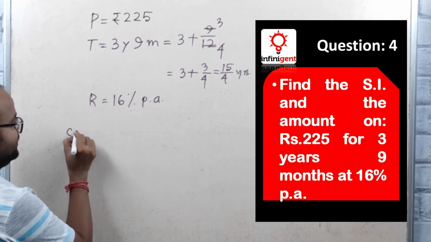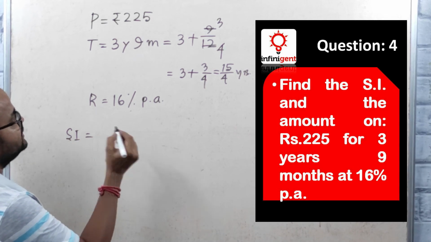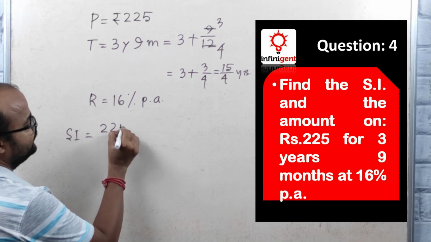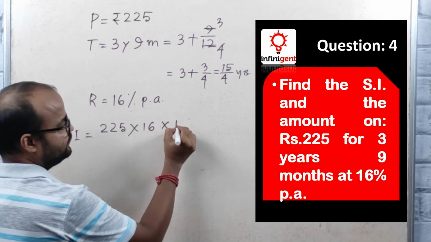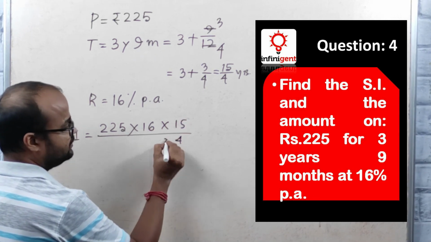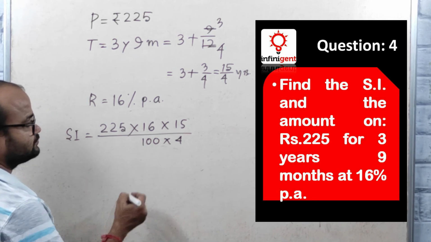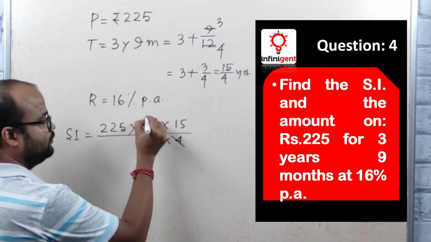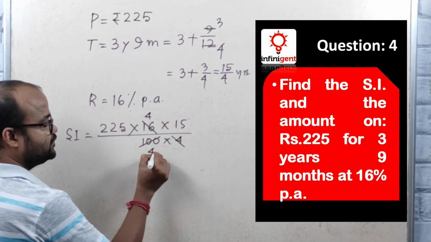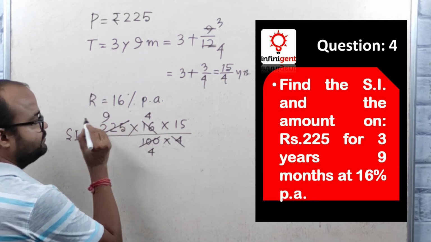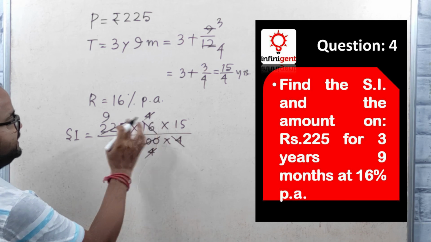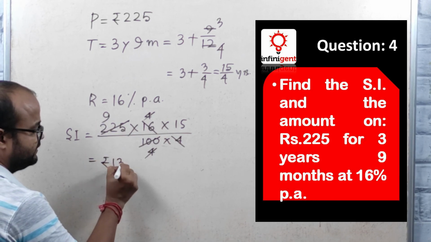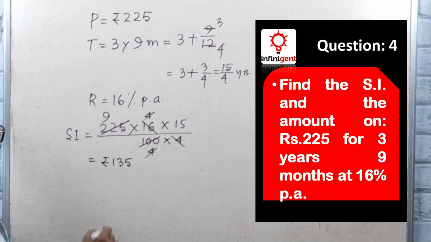So if you apply the formula, SI is equal to PRT by 100, that is 225 into 16, T is 15 by 4, into 100. So if you cancel, 4 ones are 4, 4 fours are 16, 25 fours are 100, 25 nines are 225. You can cancel in your way. So 15 into 9, that is rupees 135. So SI is equal to rupees 135.